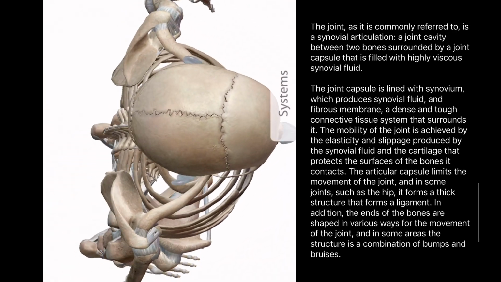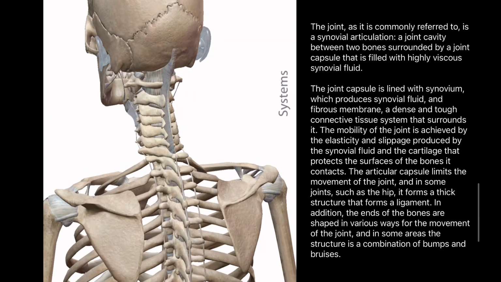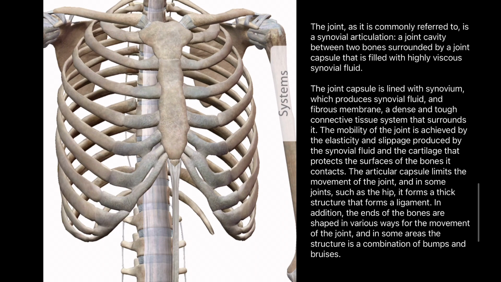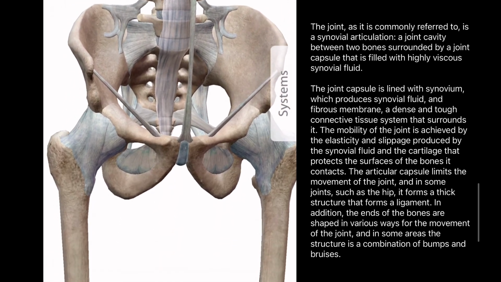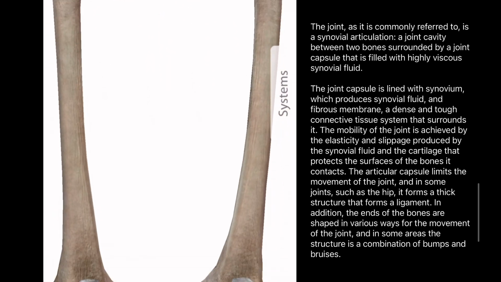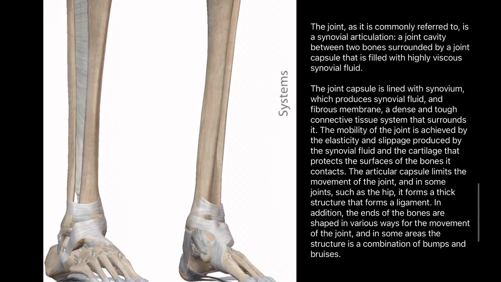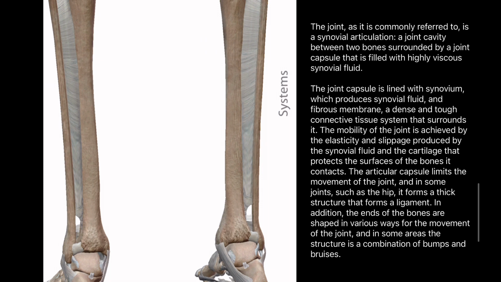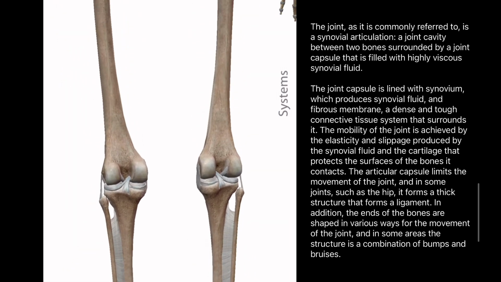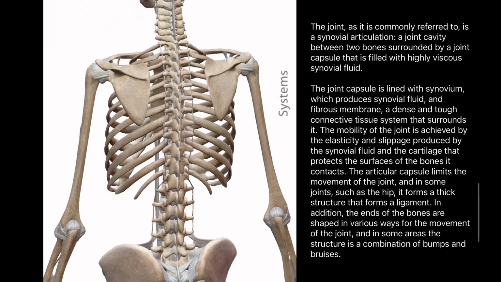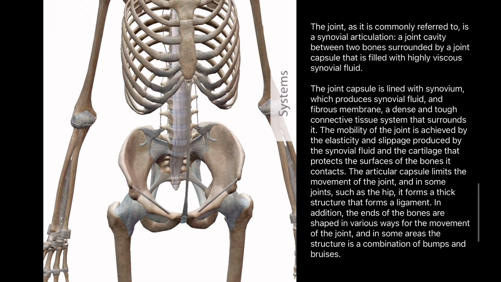The joint, as it is commonly referred to, is a synovial articulation, a joint cavity between two bones surrounded by a joint capsule that is filled with highly viscous synovial fluid. The joint capsule is lined with synovium, which produces synovial fluid, and fibrous membrane, a dense and tough connective tissue system that surrounds it. The mobility of the joint is achieved by the elasticity and slippage produced by the synovial fluid and the cartilage that protects the surfaces of the bones it contacts.